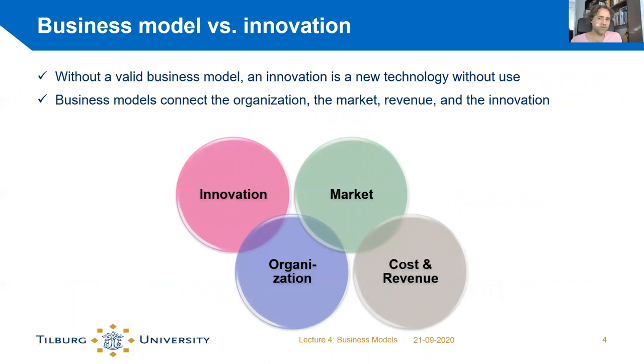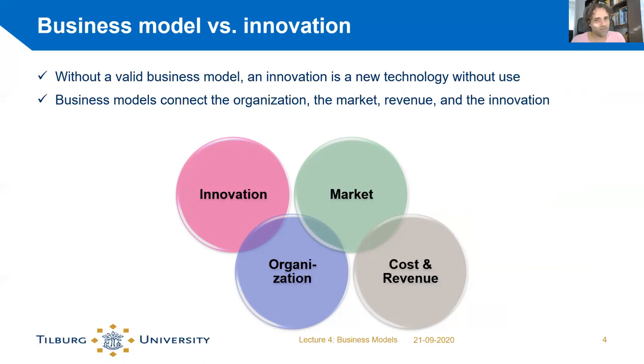So if you look at the different definitions of business models, there are basically four main aspects to a business model. First of all, there's the innovation part. In this course we talk about innovations mostly, but you can apply this to new products, new campaigns as well. So first of all, there's the innovation, which is your invention plus why you think the invention is useful.